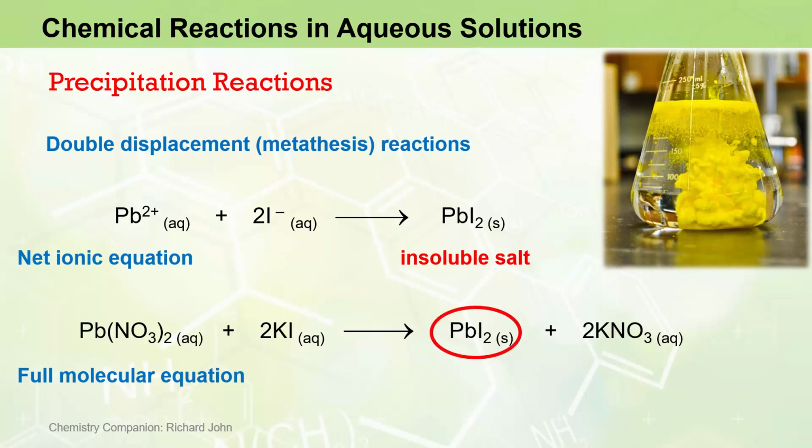However, when lead-2 plus ions and iodide ions come together, a chemical transformation occurs, with the solid PbI2, or lead-2 iodide, being formed. The other product formed is potassium nitrate, which by our solubility rules we can determine is soluble in water, hence the aq subscript.